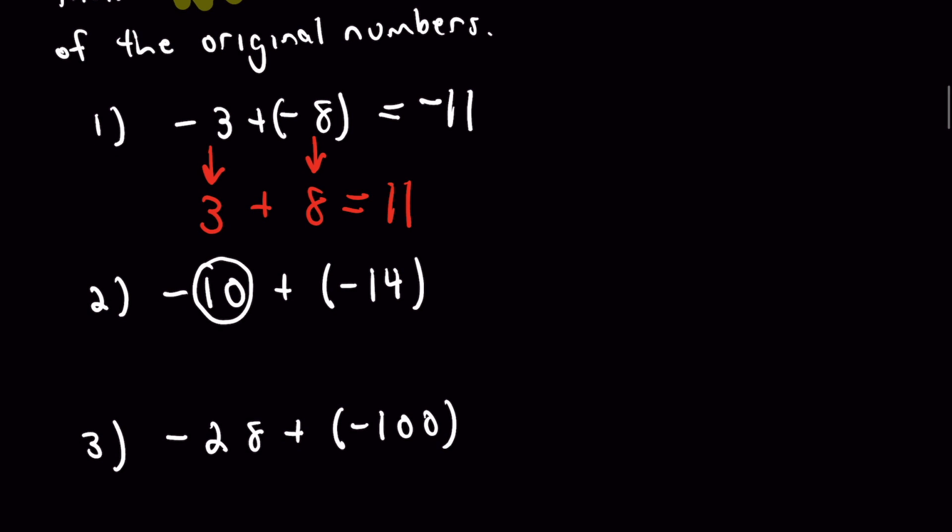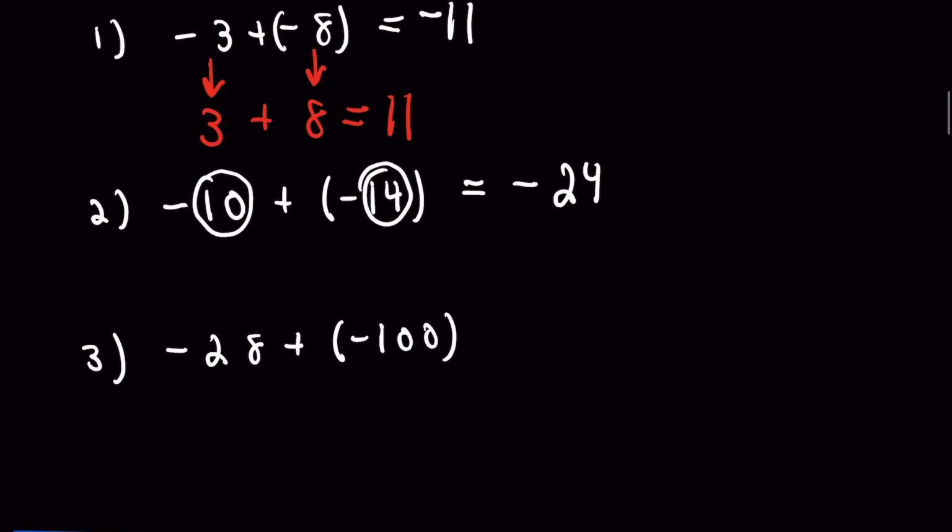So let's think about this one. What's +10 plus +14? Well, +10 plus +14 is +24, but they're both negative, so this is going to be negative as well. And last but not least, the absolute value of -28, we would just pretend it's +28. The -100 would be a +100. Well, if we add those together, we're going to get not 128 again, of course, but -128.